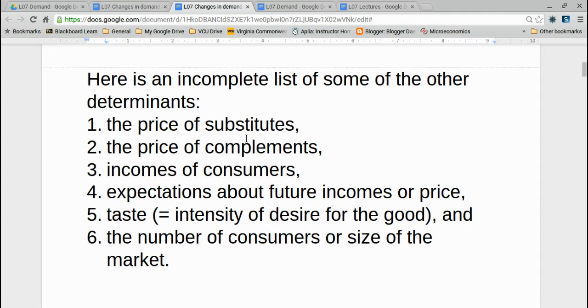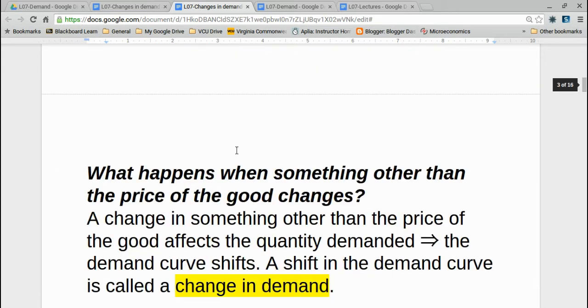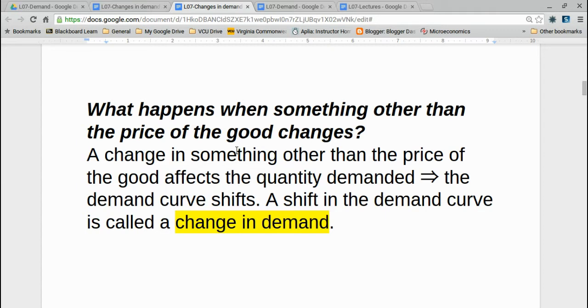When something is in fashion, tastes are high. When something's out of fashion, tastes are low. And finally, the number of consumers or the size of the market. A change in something other than the price of the good that affects the quantity demanded will cause the demand curve to shift. A shift in the demand curve is called a change in demand.